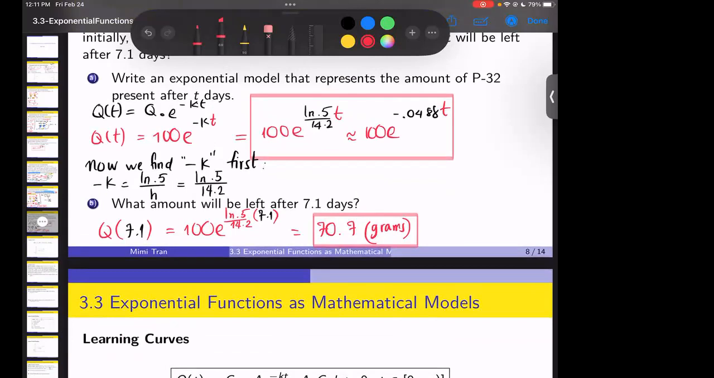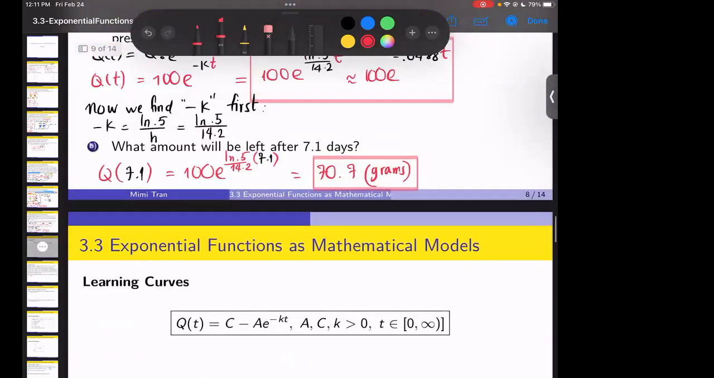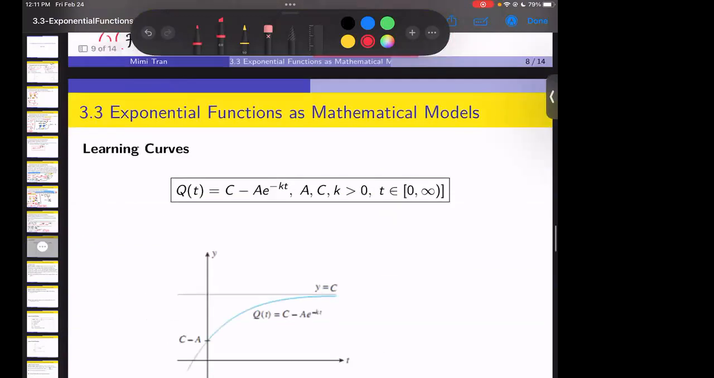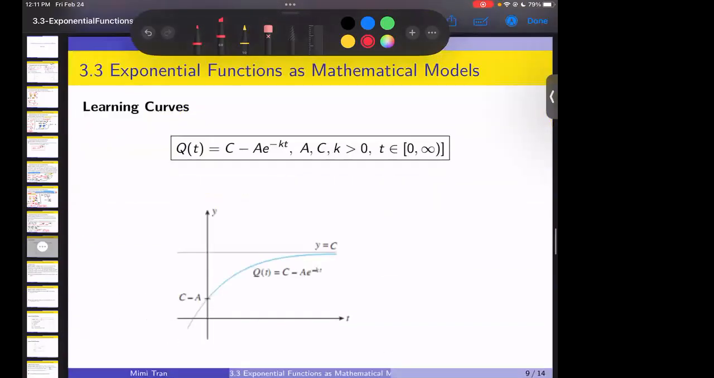Expect something like this on the exam. All right, so that's the exponential function, decay and growth. Now we go to a new function. It's called the learning curve.